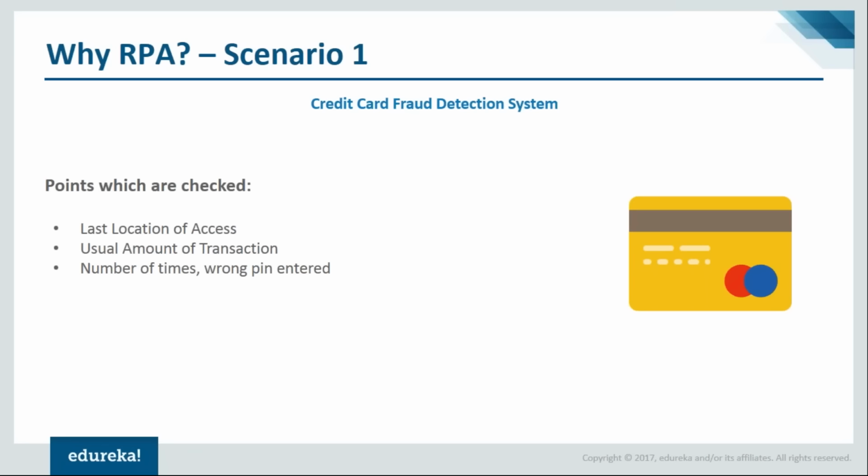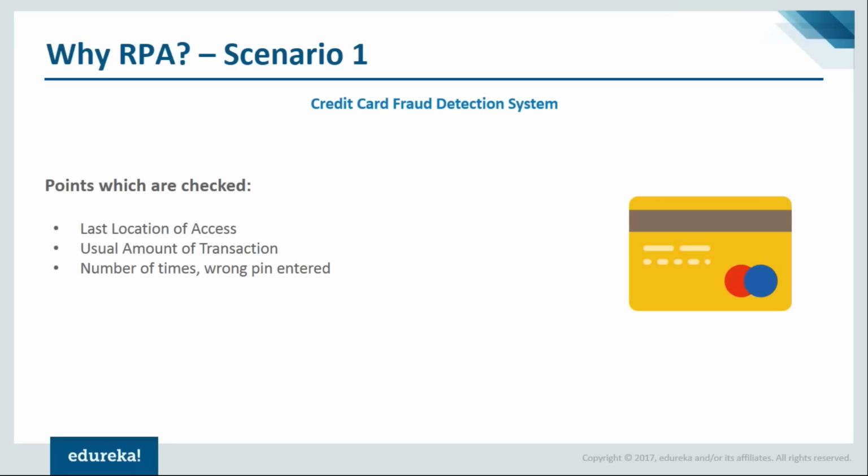That also becomes suspicious. And the third rule could be the number of times you entered a wrong PIN, right? This could be that someone got hold of a credit card and is trying to get money out of your credit card, but he's not able to get your PIN right. So this could also be a suspicious transaction, right?